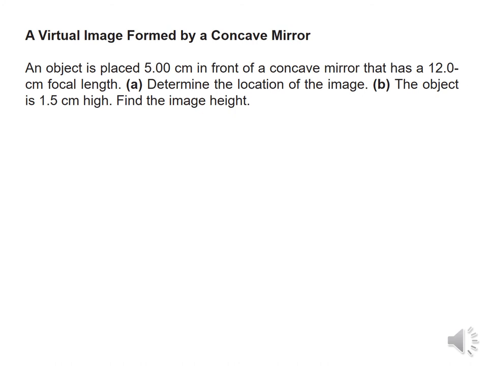On the second problem, an object is placed 5 centimeters in front of the concave mirror. Again, we have the given distance of the object. The mirror has a 12 centimeter focal length, so the 12.0 centimeter is the value of the focal length. We are asked to get the location of the image, which is DI. The object is 1.5 centimeters, so we have the given height of the object. We are asked again to get the height of the image.